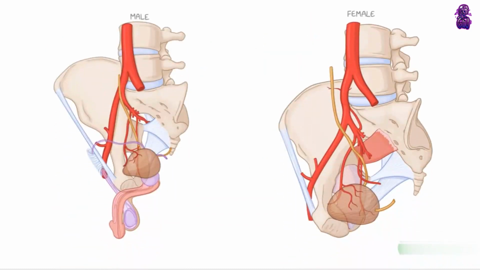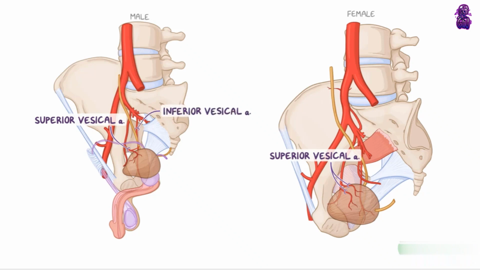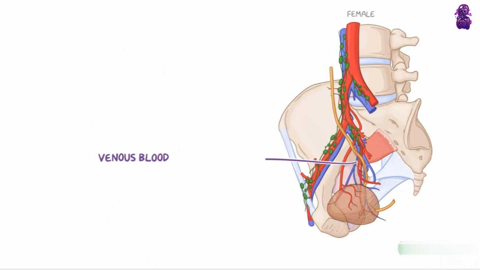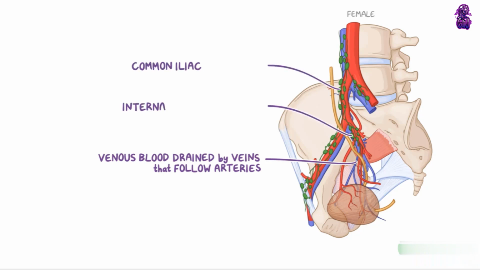Okay, now the arterial blood supply of the ureters is segmental, meaning that each segment receives blood from different arteries. Within the pelvis, the pelvic ureters are supplied by branches from the internal iliac artery, such as the superior vesical artery, while the terminal parts of the ureters are supplied by the inferior vesical arteries in males and the vaginal and uterine arteries in females. Venous blood from the ureters is drained by veins that follow the arteries, and lymphatic vessels carry the lymph to the common iliac and internal iliac lymph nodes.